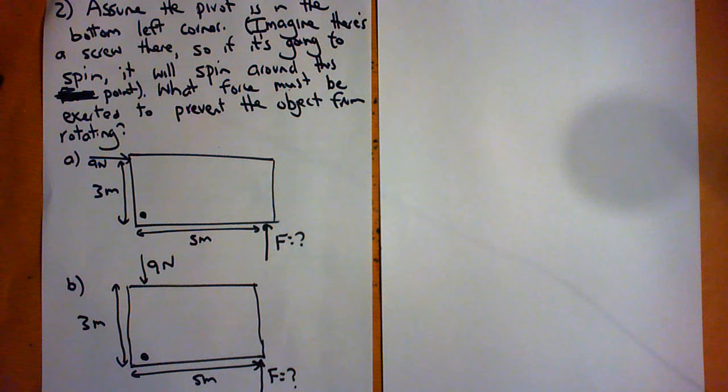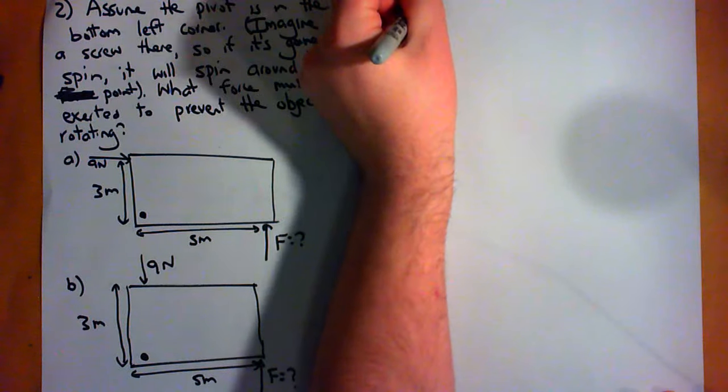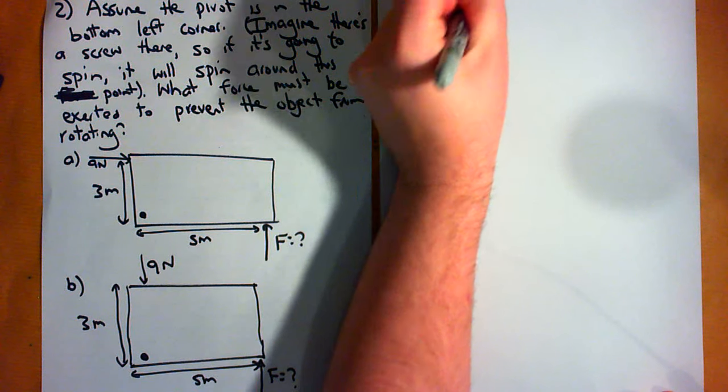So we have two rectangular blocks, each of which has a screw in the bottom left corner, which is going to make that the pivot of any rotation that occurs here. So in both cases, we have a 9 Newton force acting at the upper left corner and an unknown force in the lower right corner, and we need to find that force that puts the situation in equilibrium, at least as far as rotation goes. So that means we need the sum of the moments to be 0.